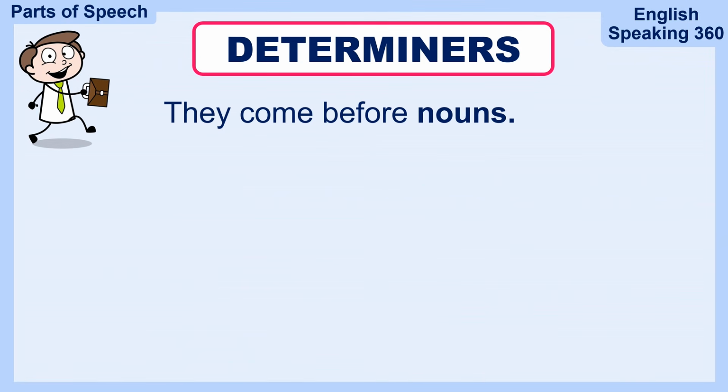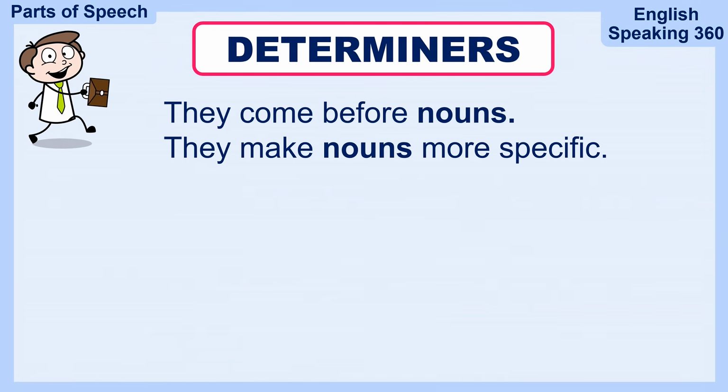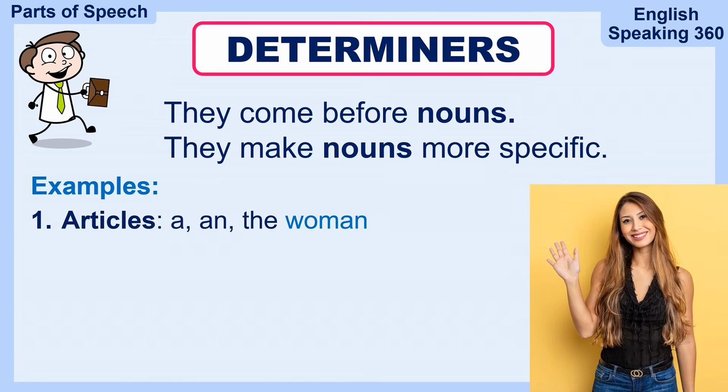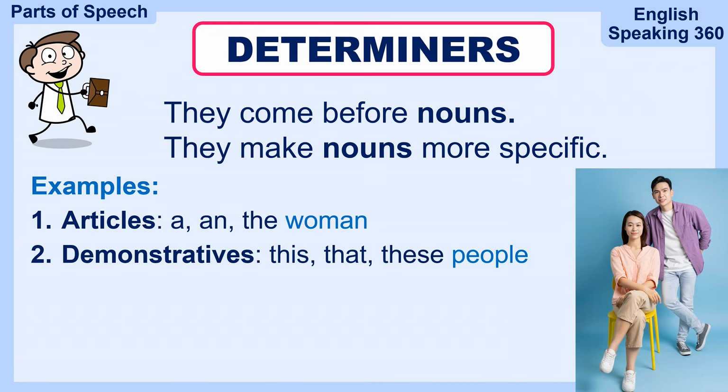Determiners. They come before nouns and they make nouns more specific. You will understand with some examples. If I say "a woman," it's one woman out of many women. If I say "the woman," it's a very specific woman, that woman. A, an, and the are articles, and articles are determiners.